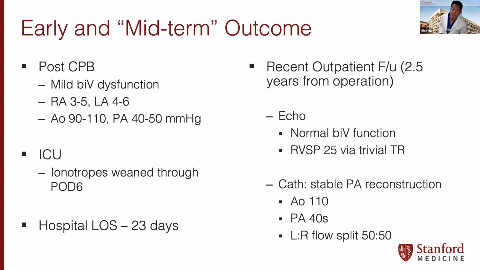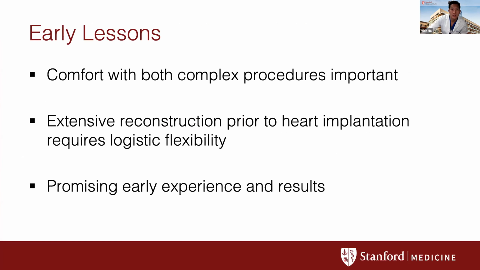We have surveillance catheterized this patient about 3 or 4 months ago. At the time, the RV pressure was about 35-40% systemic, and we also did a lung perfusion scan with good flow to both lungs. So I think this is a good initial experience and an alternative for the case that was presented in the beginning.